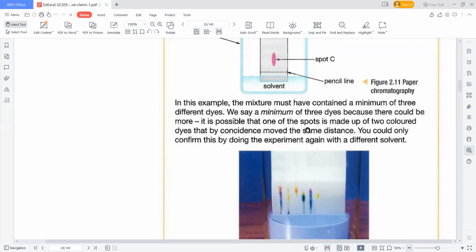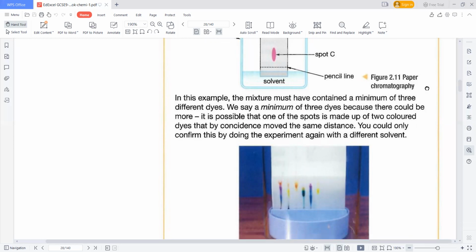Once in a while, a spot is made up of two colored dyes that by coincidence move the same distance. You can only confirm this by doing the experiment again with a different solvent. If two dyes in your sample reach the same final point, how can you differentiate? You might perform the experiment again, or you might change the solvent, because that could be the problem.